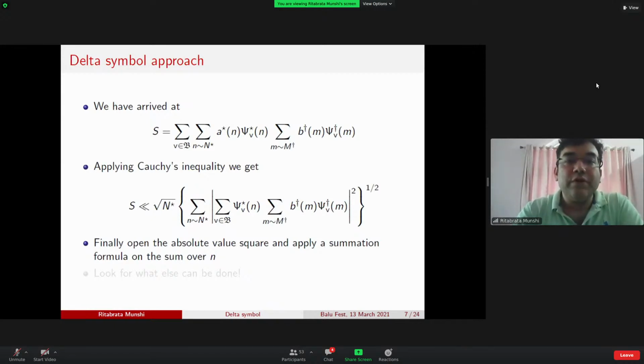So there are two summations. Start with a choice of basis, and the choice of basis will depend upon the problem that you're looking at. Then you apply summation formulas, then you apply Cauchy and open the absolute value square and apply another summation formula. So these are the basic steps. And finally, the end game, sometimes it will be required, is to see what else can be done. Okay, so this is something completely vague, but usually you'll see that there's something else that can be done at the end.